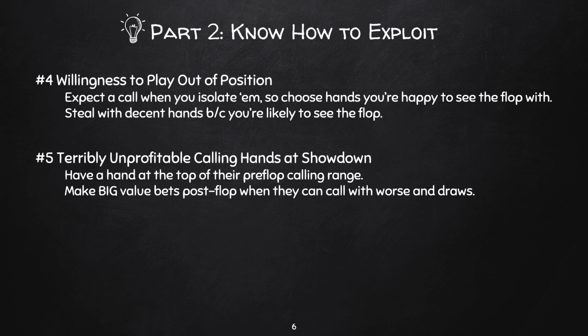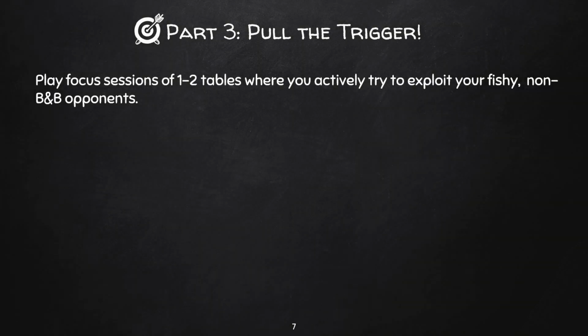Alrighty, so part 1 was finding players with the symptoms. Part 2, what we just did, was listing ways to exploit them. And now part 3 is pulling the trigger. So now that you know what you're looking for in these fish that you're trying to target, and you also have this list of exploits that you can pull from and use against them, what I want you to do is play a few focus sessions of just 1 or 2 tables where you are actively trying to find and exploit these weak opponents.